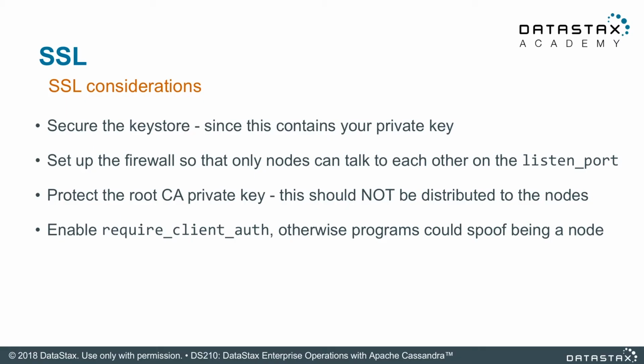Here are some best practices for configuring encryption via SSL. First, you'll want to make sure to take good care of your private keys and your root store certificate authority keys, and store them in a secure location. Next, you'll want to secure your network so that nodes can only interact with each other via the listen port. Finally, you'll want to use encryption and authentication in combination.